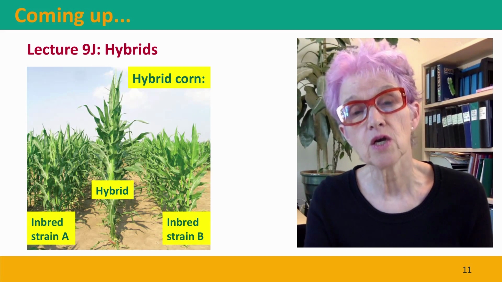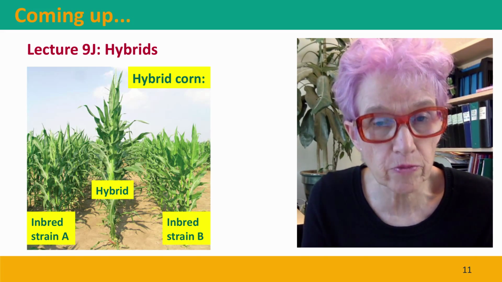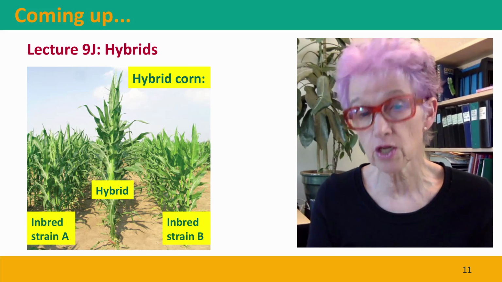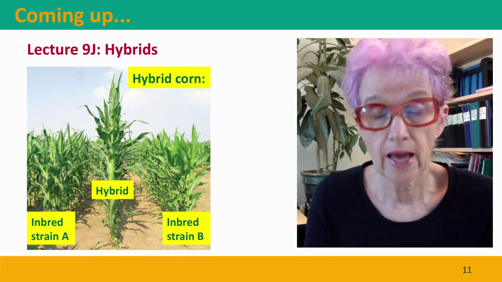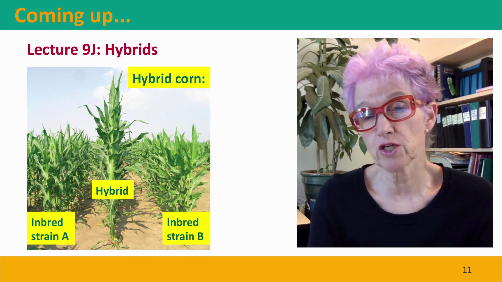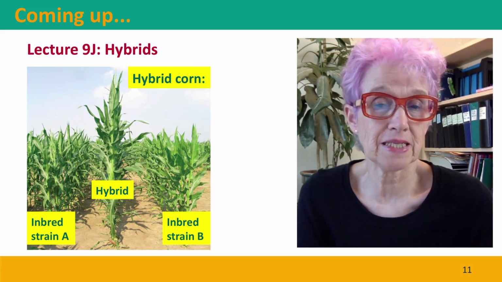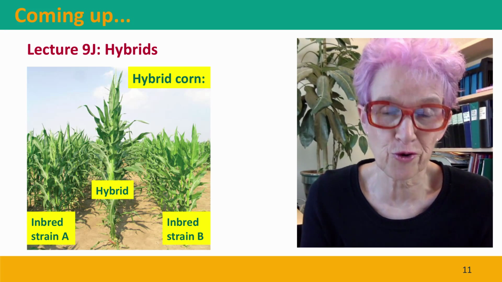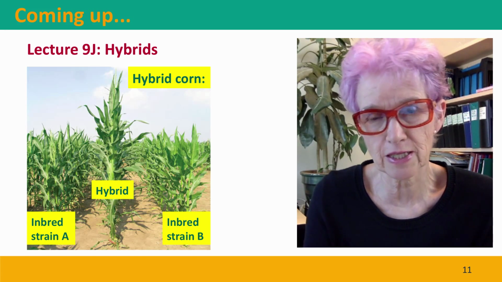Coming up next, we're going to stop talking about inbreeding and move in the other direction, talking about hybrids. And we're going to start with hybrids within a species, of which the best example probably is hybrid corn, maize to everyone except you Americans.